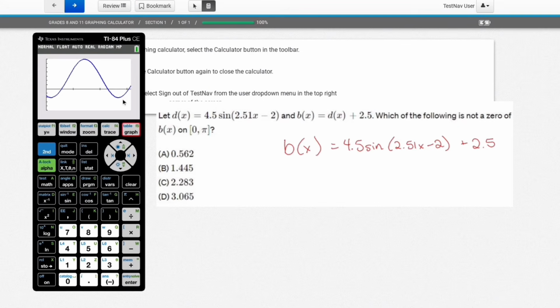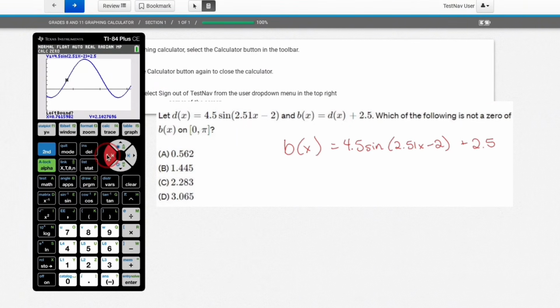Now, you might be able to look at these and say, I know my answer already, it's B. Great. But let's just make sure we know what we're doing. If I want to find exactly what the values are for zero, you hit second, calc, and go to zero. All right. Zeros are where your line or curve crosses the x-axis.